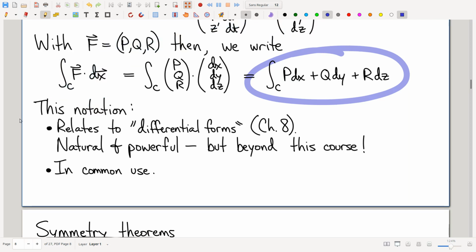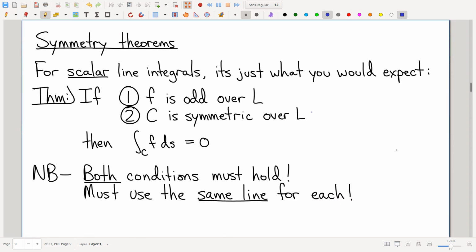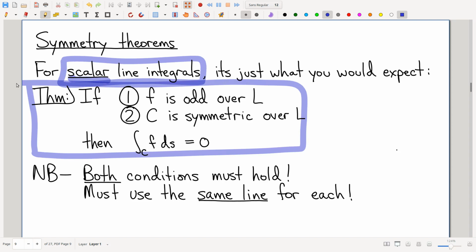Okay. All right. Last thing we're going to say about vector line integrals, for the moment anyway, is symmetry theorems. You may have seen this coming. You may have wondered, hey, I wonder if these kinds of integrals can be computed with symmetry. And the answer is kind of. And again, you've got to be really careful about this. It is a dangerous little landmine here. For scalar line integrals, the answer is yes. We have this theorem. Odd integrand, symmetric domain, integral is 0.